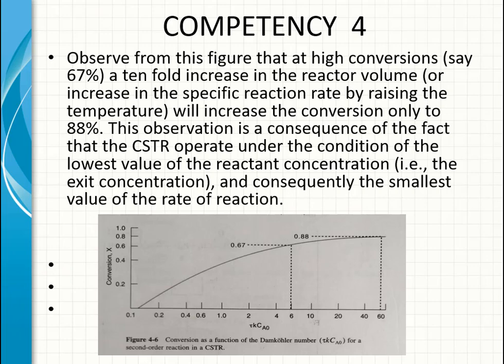This observation is a consequence of the fact that the CSTR operates under the condition of the lowest values of the reactant concentration, the exit concentration, and consequently the smallest value of the rate of reaction. So here we see that for a small change in conversion from 0.67 to 0.88, we will have a very big increase in the Damköhler number and as a consequence in the volume of the reactor.